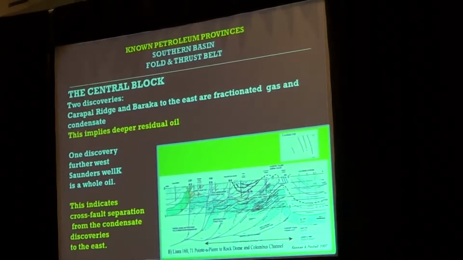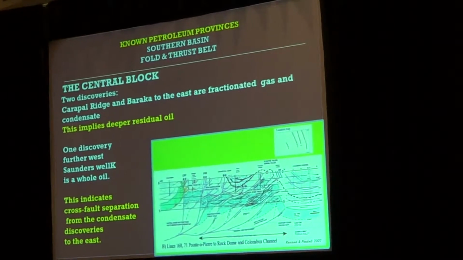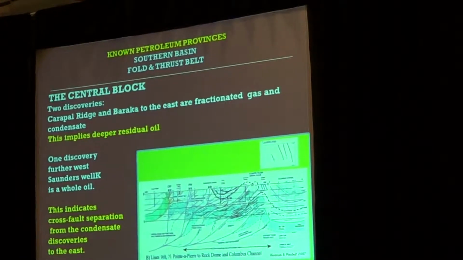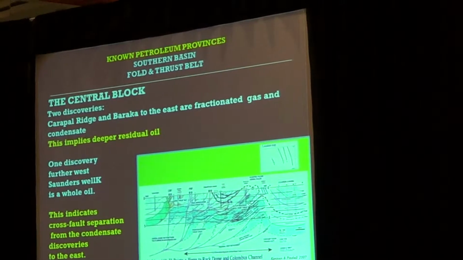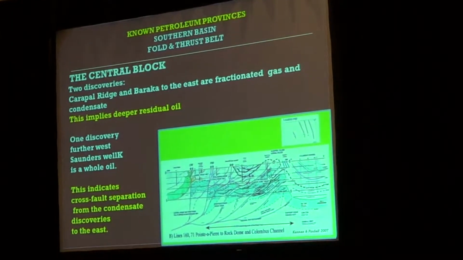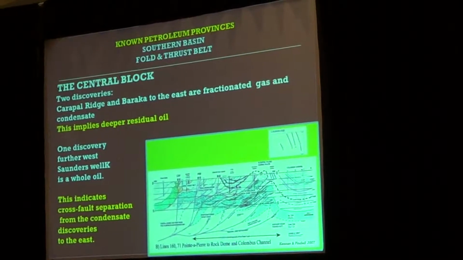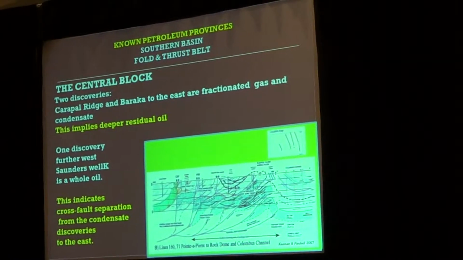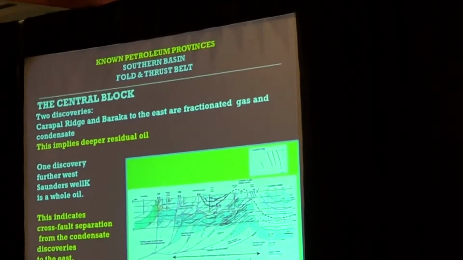For instance, if we look at the central block, two discoveries we made recently. One was Carapal Ridge and the other one was Baraka. And there was also a discovery further to the west. The Saunders well discovered oil, which was actually a whole oil. The Carapal Ridge and Baraka condensates are fractionated condensates, very light, very depleted in the waxy ends.